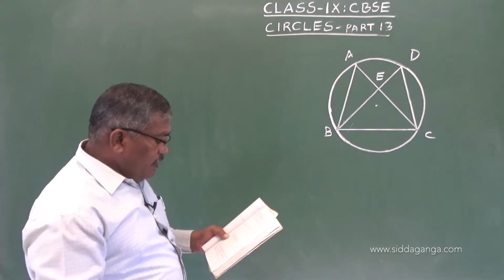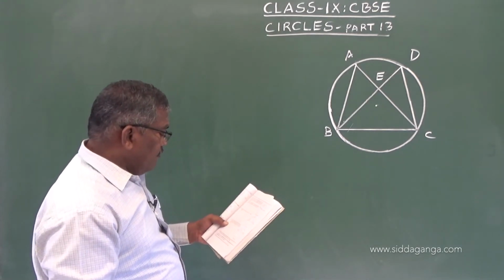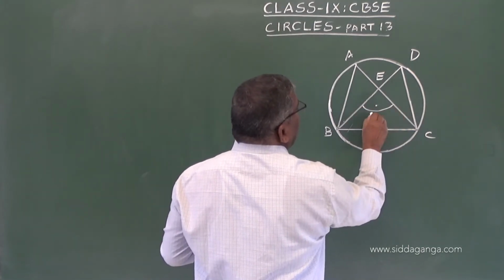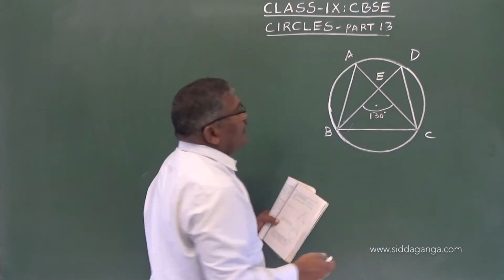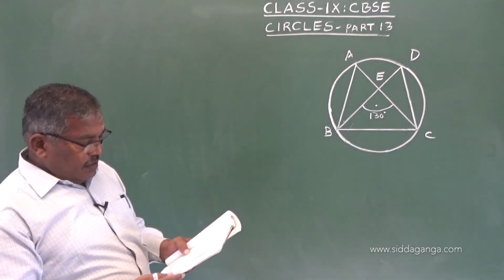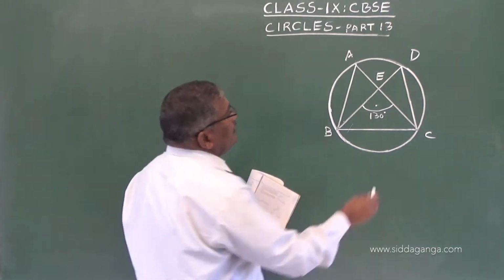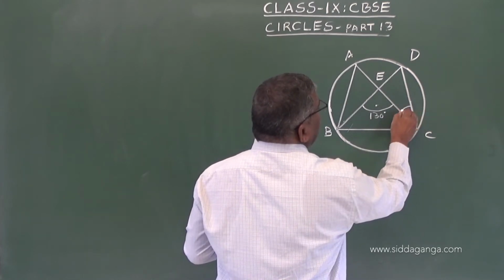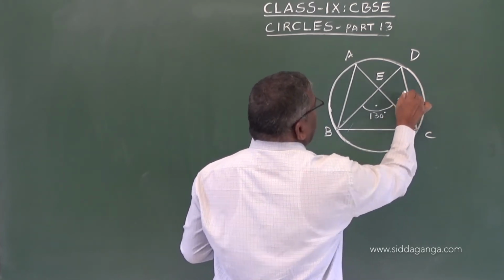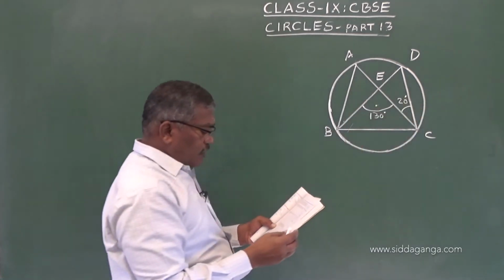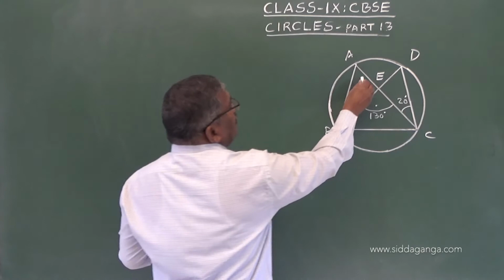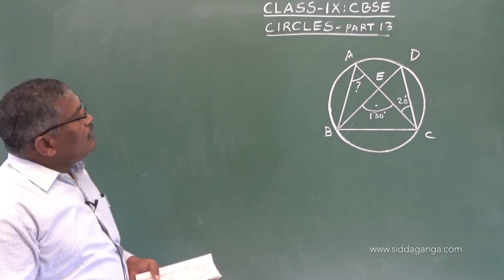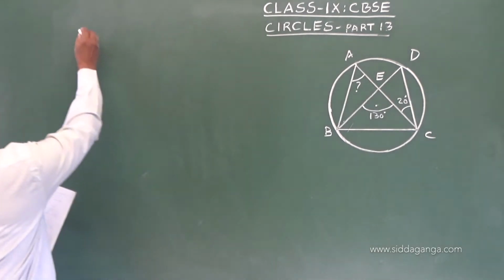Here it is given angle BEC, they have given, it is 130 degree. BEC is 130, ECD is 20 degree. And what is asked? BAC we have to find. This is the question. Two angles are given and the third, BAC, we have to find out.